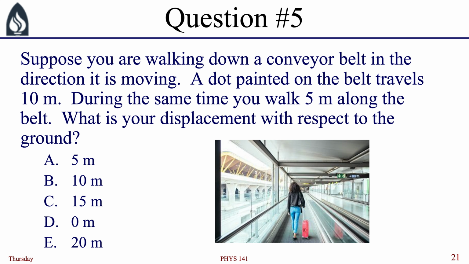So here is a question for you as you think about relative displacements. Let's suppose that you're walking down a conveyor belt in the direction that it's moving. Say you're at the airport and you're walking along one of those moving walkways. So there's a dot painted on the belt that travels 10 meters. During the same time, you walk 5 meters along the belt. What is your displacement with respect to the ground? So pause the video here and give some thought to this question, and then start it up again once you have your answer.